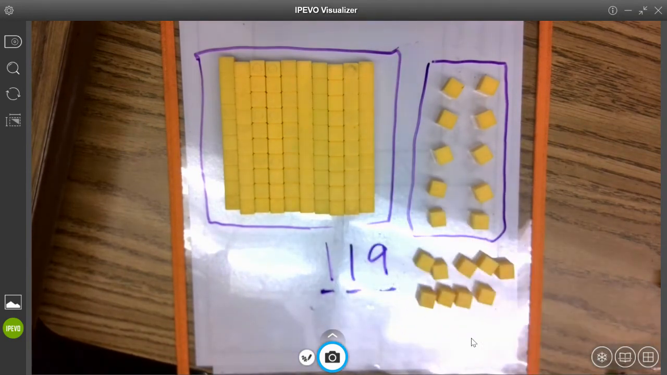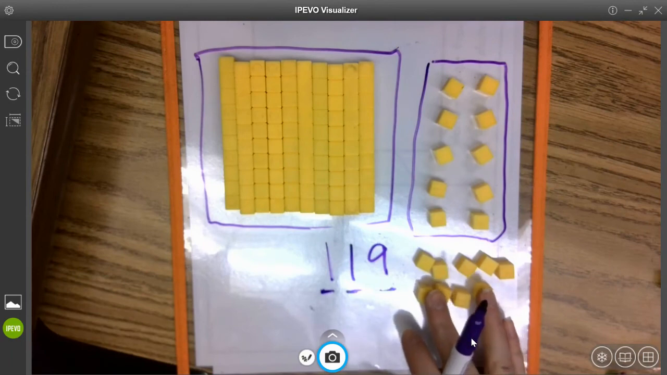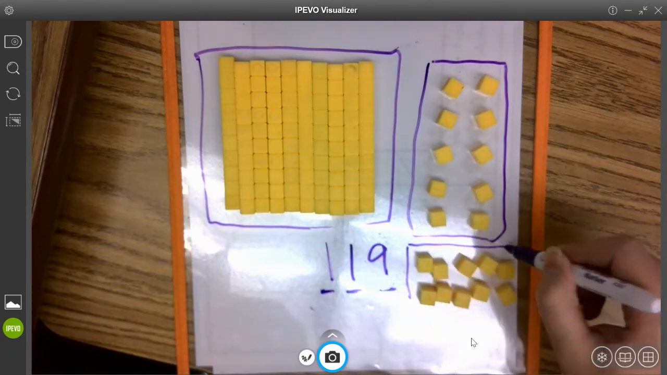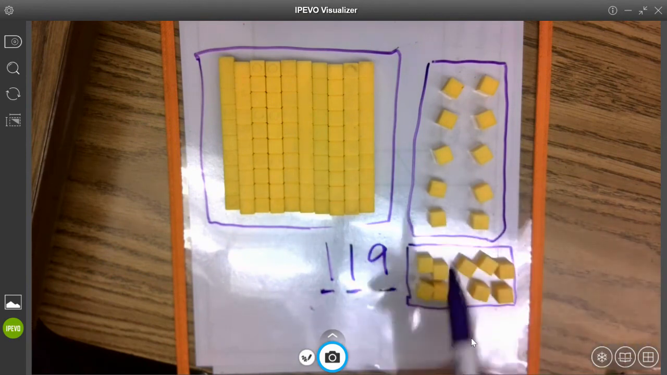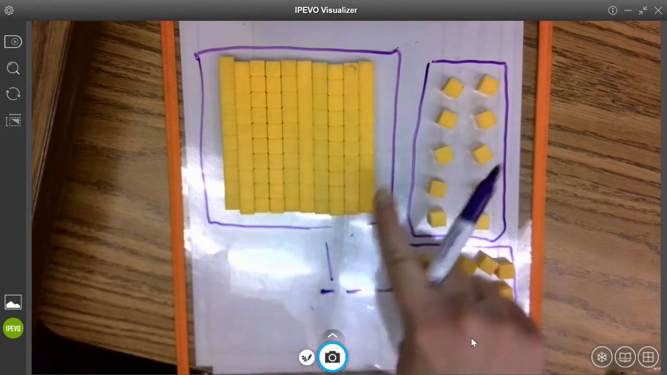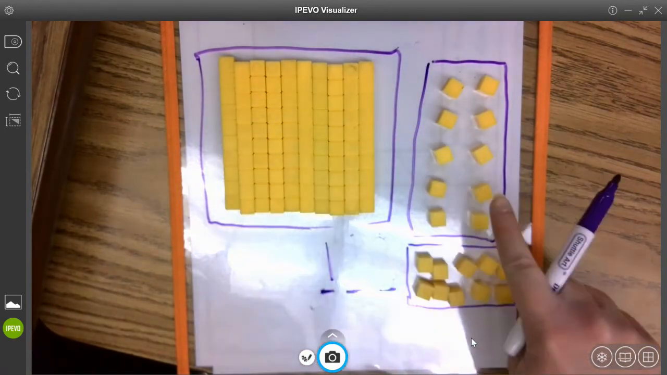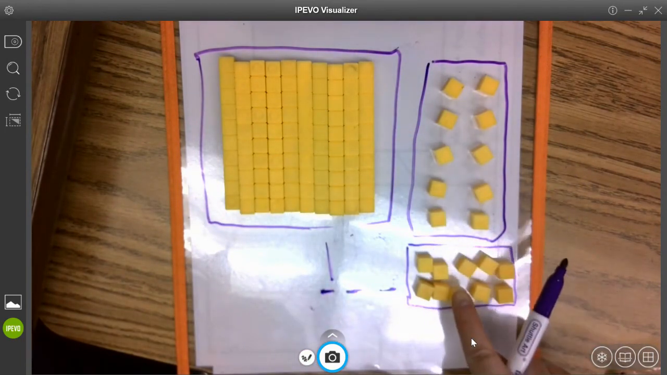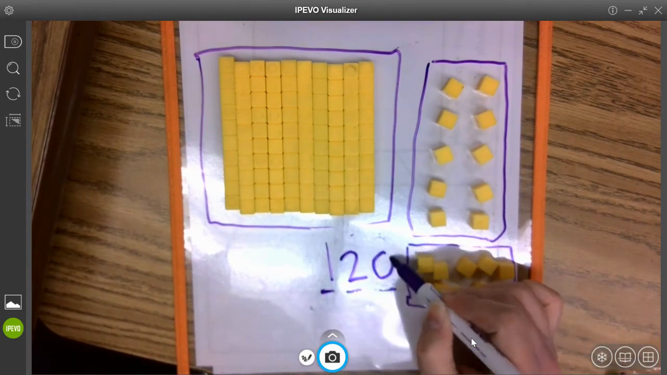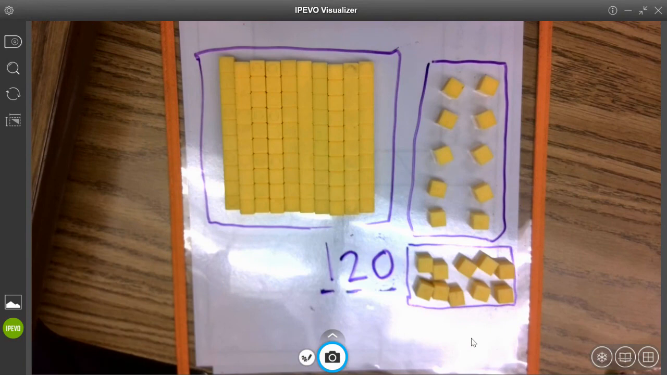119. And if I have 9, when I add another one, I just made a group of 10. So I still have my group of 100, but now I have 2 extra groups of 10 and nothing left over. 120.